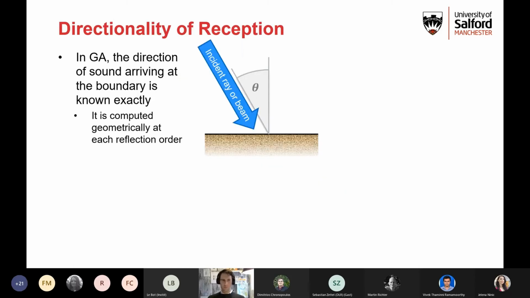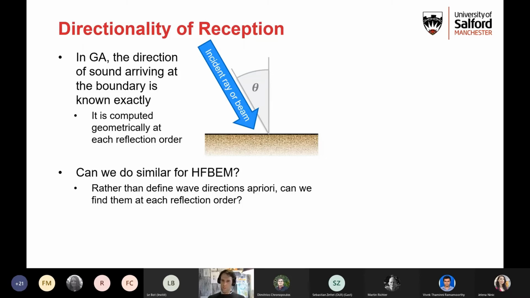In geometrical acoustics, the direction of sound arriving at the boundary is known exactly. If you have a ray or a beam arriving, you have a geometrical representation of it, so you know exactly what its angle is. And you do this marching on in reflection order. Rays go out from surfaces, they hit something else, you work out what the angle is, use some boundary data information, and then you work out where it's going to go. Can we do similar for high frequency boundary element method?